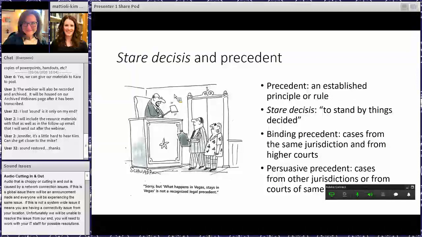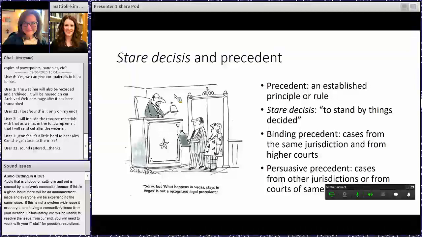So legal precedent is defined as an established principle or rule. When a judge issues an opinion, they produce a case, and that case comes to a conclusion about the law. So the judge is saying, this is what the law is, and this is how we're going to apply the law to these types of facts under these circumstances. So that case, once it's been issued, has established a precedent.